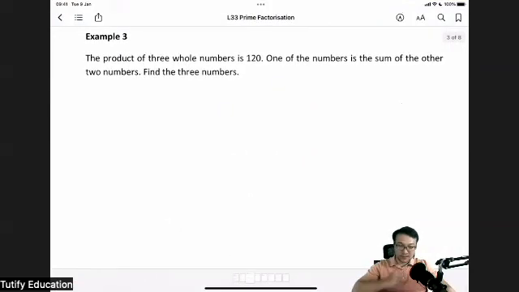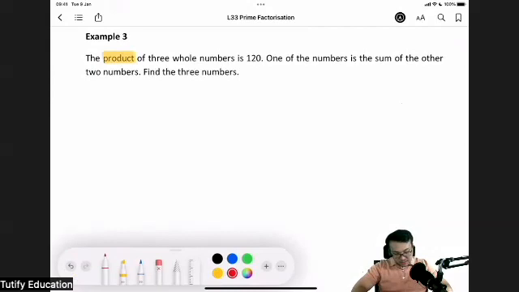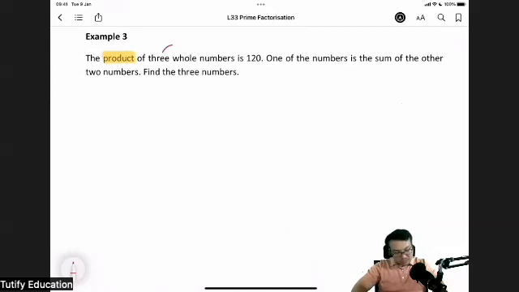Example 3. Now, again, you come across the same word. This word, product, means multiply. So what they're trying to tell you is that there are 3 whole numbers, for example, A, B, and C. You multiply them together. They say the product of A, B, and C is 120, right? One of the numbers is the sum of the other 2 numbers. So now they're asking you to find all the 3 numbers.